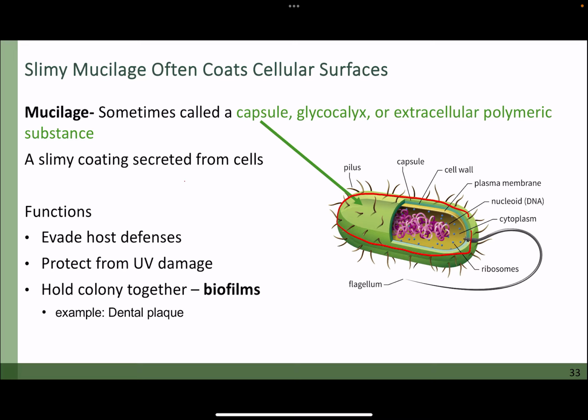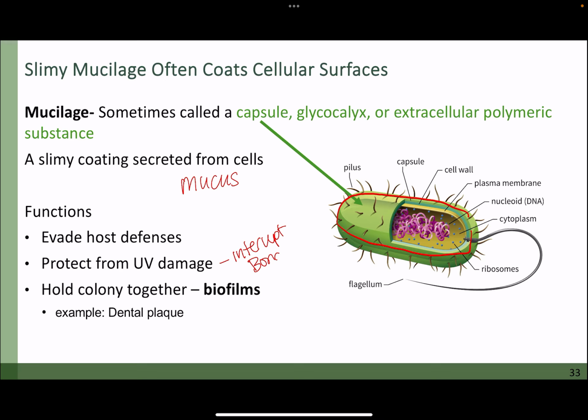It's also going to protect against UV damage. Just like UV rays can damage our cells, they can damage pretty much any living organism, because UV is going to interrupt the bonds between DNA nucleotides, so the bonds within DNA. And so we don't want that. So it's a sort of protection, kind of like a sunscreen against UV damage. They also work to hold colonies together. We talked about those cyanobacteria mats. Those colonies may also be called biofilms. So this is kind of a thin layer of cells along a surface.